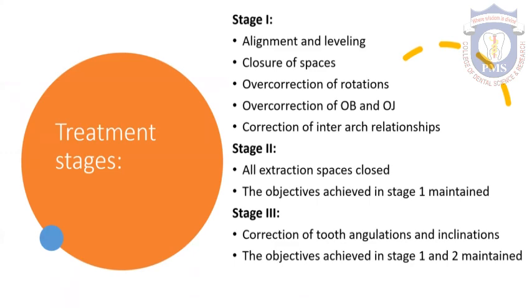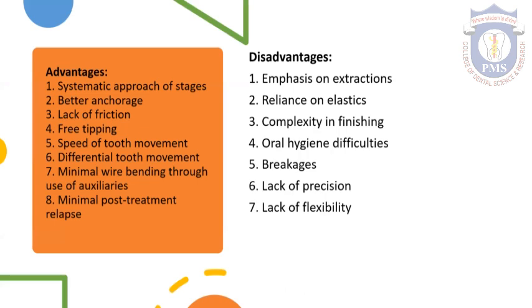It had three stages, stage 1, 2, and 3. Stage 1 was alignment and leveling. Stage 2 was space closure of the extraction spaces. And stage 3 is correction of tooth angulation and inclinations. Again, the disadvantages were frequent breakage, lack of precision, oral hygiene difficulties, complexity in finishing, and only tipping tooth movement was there.